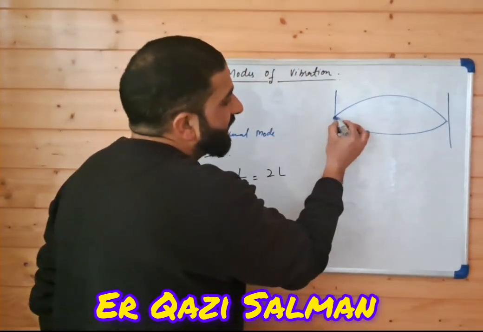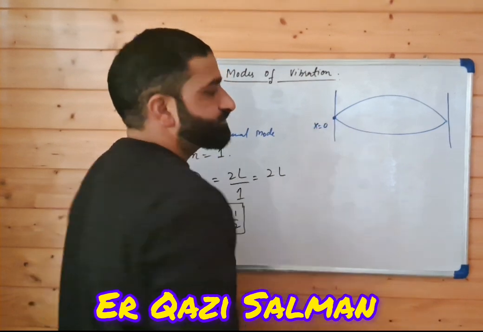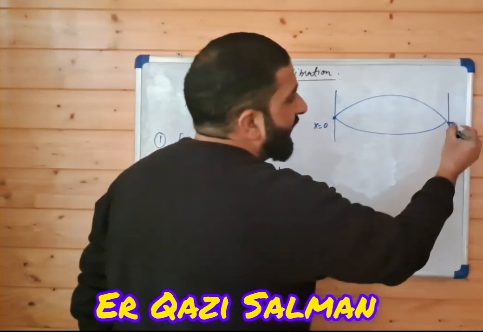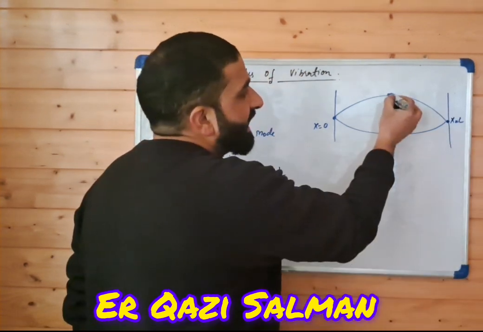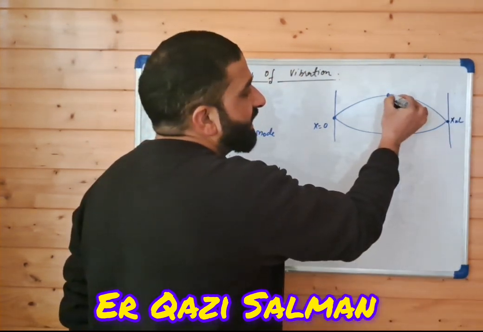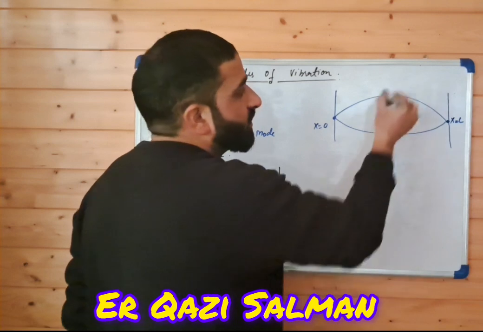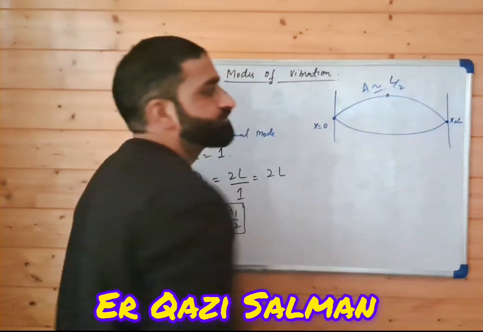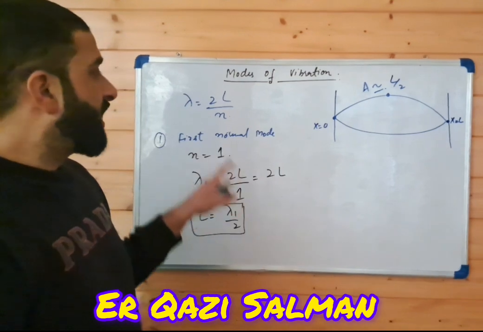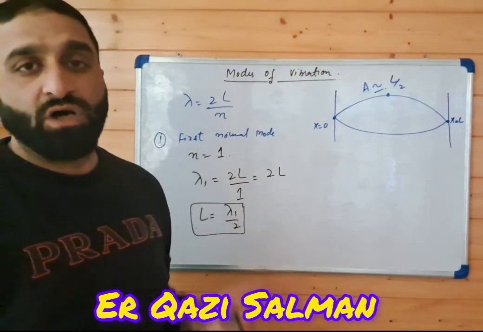So at x equal to 0, there is a node. At x equal to L, there is a node. At x equal to L divided by 2, there is an antinode. It is the first normal mode or first harmonic.